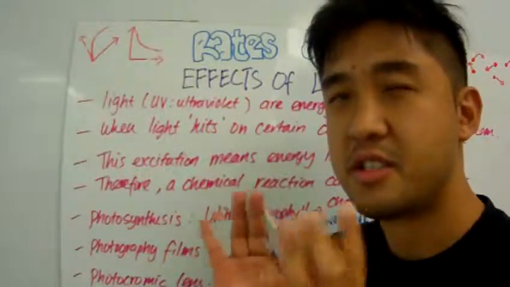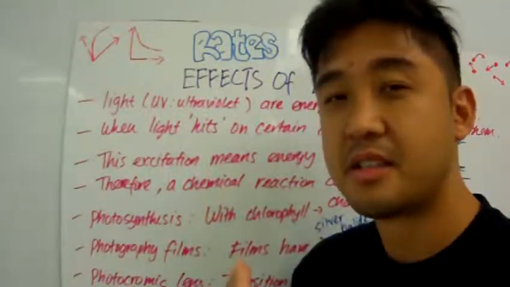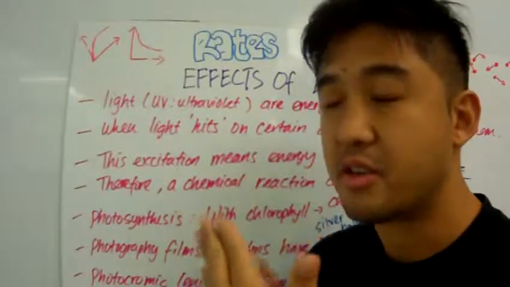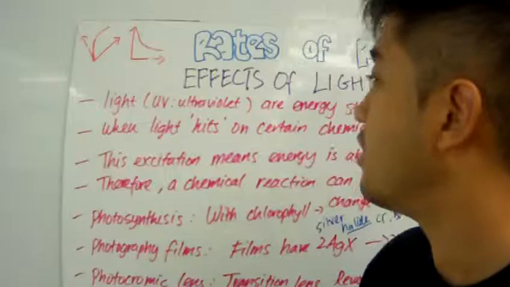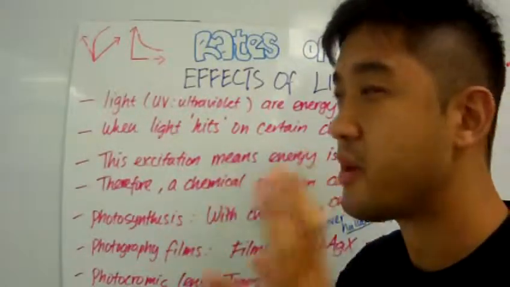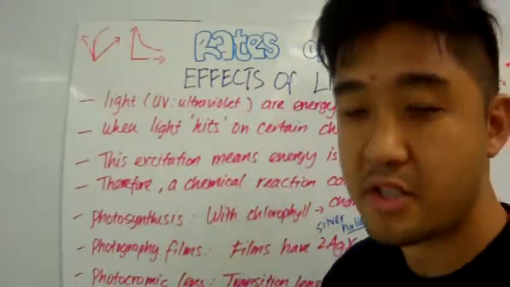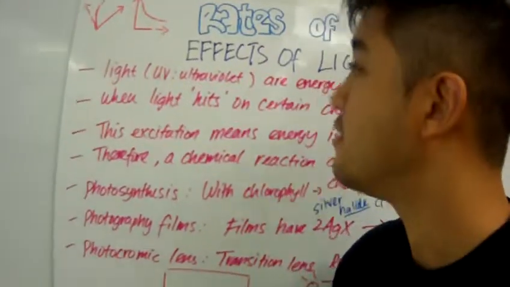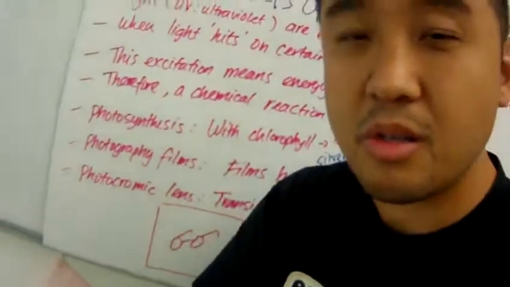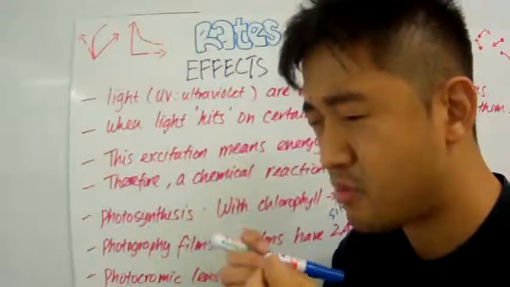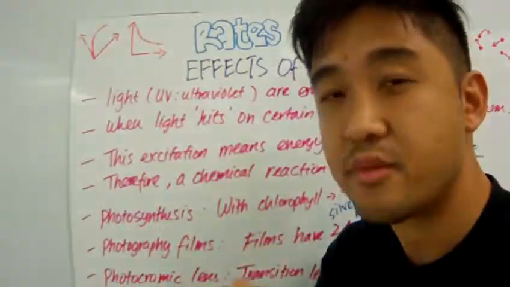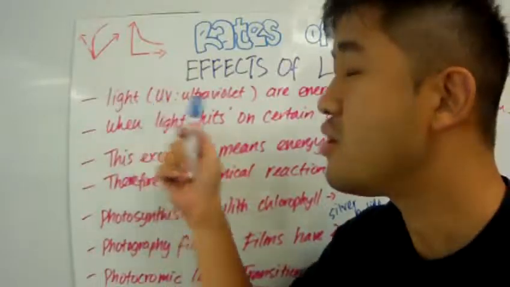The final video in this series will be on light affecting rates of reaction. Okay, so we're going to study the effects of light on rates of reaction. So come on closer. The main stuff in light that we're interested in is ultraviolet light, which is UV light.